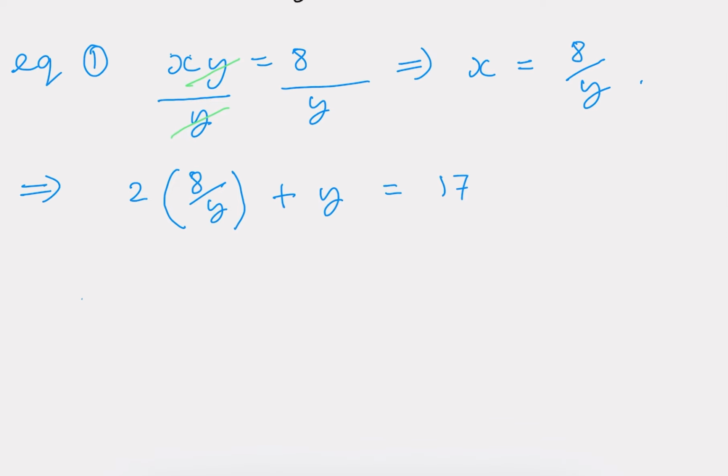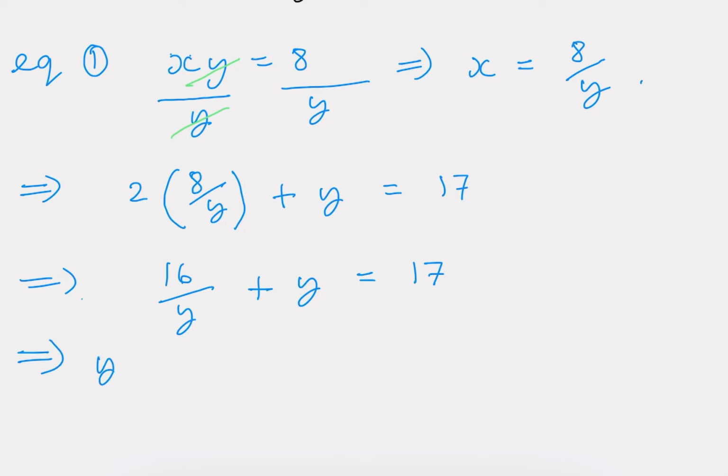Now that implies the following. 2 times 8 at the top there is 16. So now we've got 16 over y plus y is equal to 17. Now, in the next step, we want to multiply throughout this equation by y because we want to cancel out the y at the bottom in the first term on the left-hand side of this equation. So let's multiply by y throughout the equation.